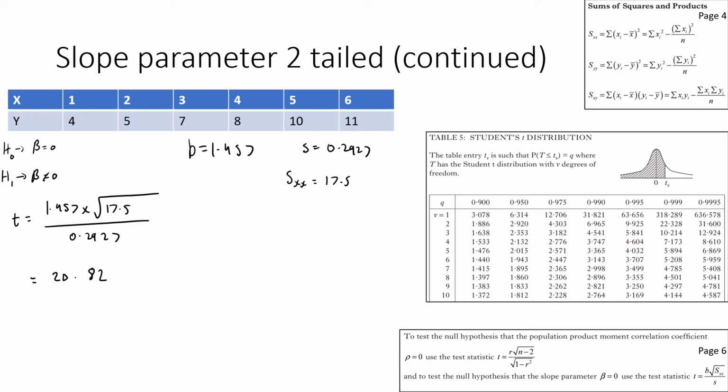Now we can find our critical value. For that, first we need our degrees of freedom, which is the number of values we have minus 1. We have 6 values here: 1, 2, 3, 4, 5, 6. So it's 6 minus 1, which is 5. And our significance is 5%, and it's two-tailed. So we go into our table here. Degrees of freedom is 5. It's two-tailed, so we'll go for this one here, and that is at 5%. So the critical value is 2.571.